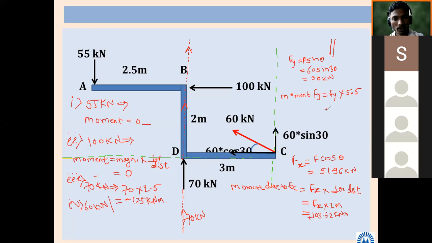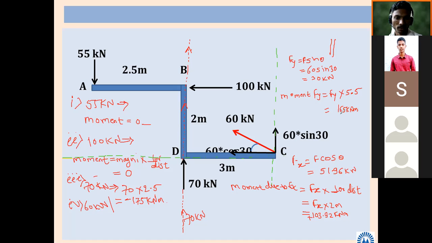So it will be equal to, now calculate, Fy is known, 30 into 5.5. How much is it? 165 kilonewton meter. So what will be its sign? Sign is most important in case of moment. Minus or plus? Minus.